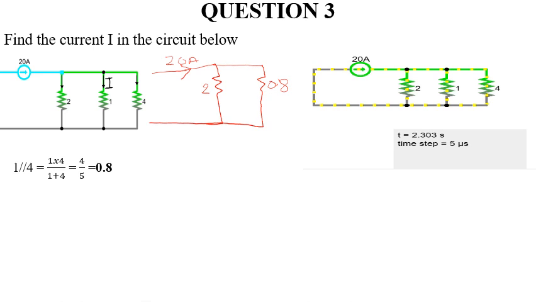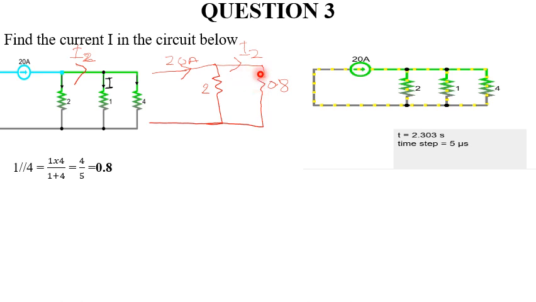So let's name the current coming here I2, and we need to find I2 because when we come back here, the current we named I2 is the one that was split between this I and this 4. Realize that I2 will split when it gets to this node. It will split between this 1 ohm resistor and this 4 ohm resistor. That's why I just named it I2.